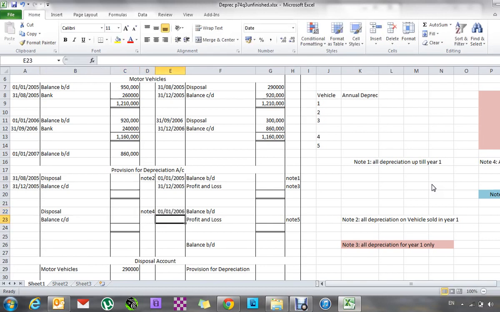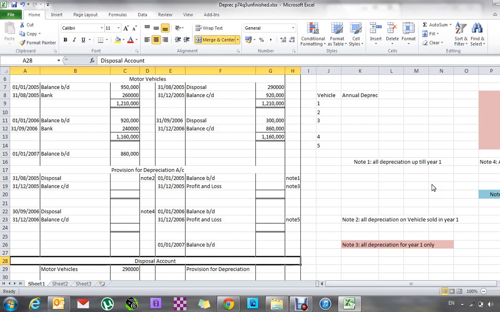And my profit and loss is going to be 31st of the 12th 06. My balance is 31st of the 12th 06. And the disposal happened on the 31st of the 9th 06. Okay, and the balance brought down then is going to be the beginning of next year, 1st of 1st 07.